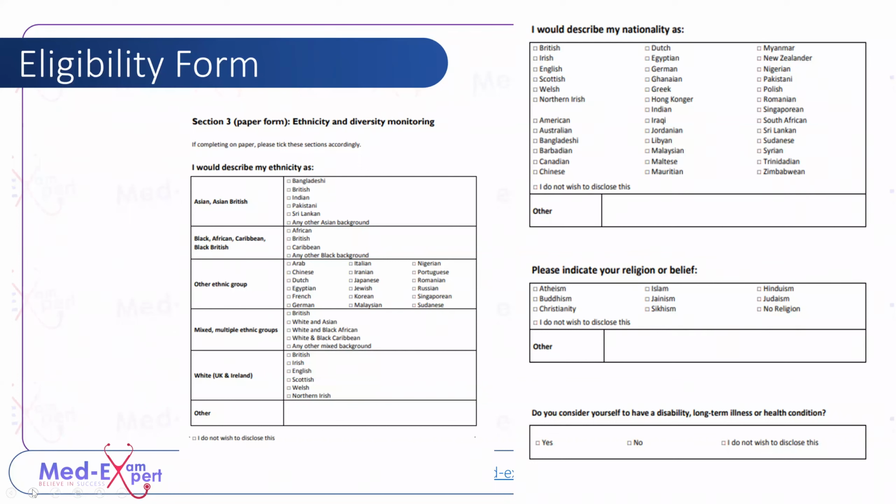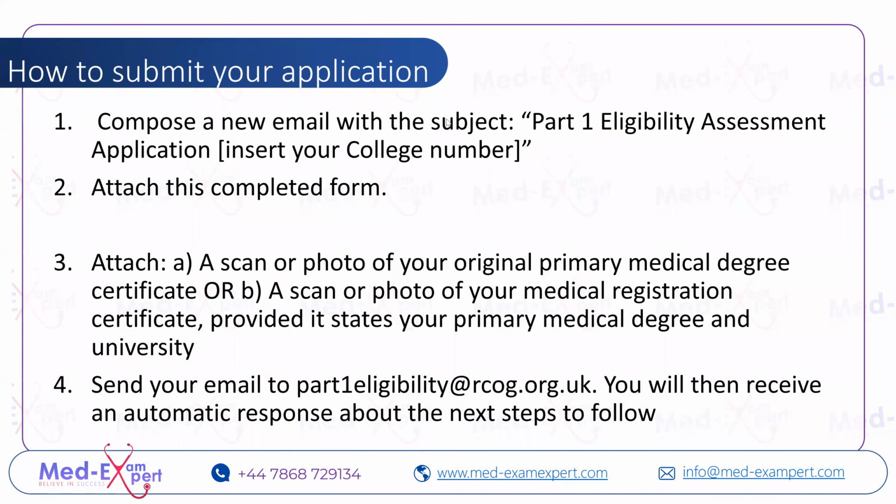Salma, did you send it to the email? This is the email which you have to attach. So you have to compose a mail to part one eligibility assessment. In your subject, you have to write part one eligibility assessment application, and you insert your college number, which they have provided you. Then you have to attach the completed form, a scan copy of the completed form, and a scan copy of your original primary degree certificate. After that, you have to send the email to part1eligibility@rcog.org.uk.